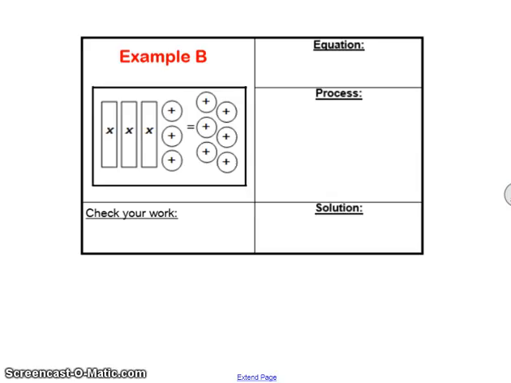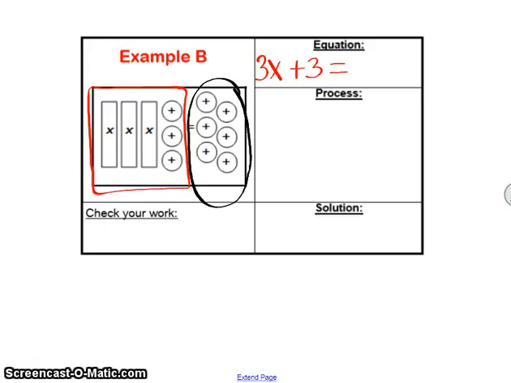This is example B. Example B looks just like this. It gives us another model, and I have to create an equation. So first I'm going to start with my equal sign. On the left of my equal sign, I have this picture. So I have an x, but I have 3 of those x's, so I'm going to put 3x. And then I also have 3 circles, and inside of those circles are positive, so I'm going to put plus 3. But then I have the right side of my equation over here. I have 6 circles there, and they're all positive, so I'm just going to put 6 on the right side of my equation.